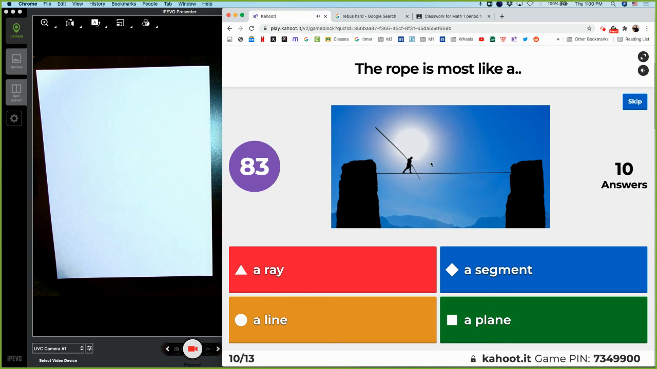This is actually me. You didn't know I was a tightrope walker. No, that's not me. I never carry this big balancing stick. I just go for it. Yeah.